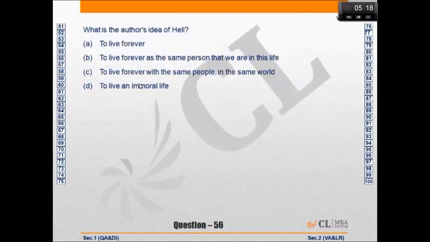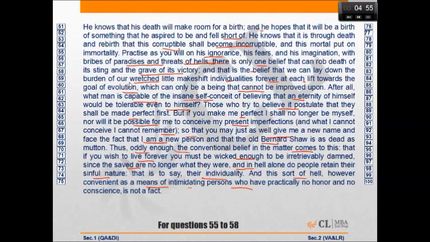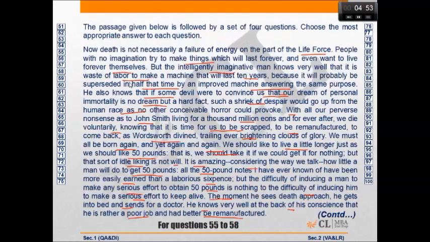What is the author's idea of hell? To live forever? To live forever as the same person. Yes, he did mention to live forever, if I remember correctly, with the same people in the same world, to live an immoral life. I don't think he was talking about morality. This is definitely live forever, with the same person that we are in this life. I think it is choice B, but let me quickly go back and check.